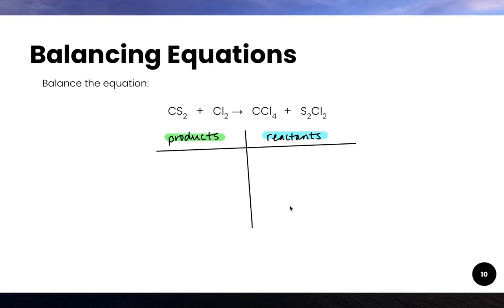Okay, now that you've seen a couple of examples, I'm going to actually ask you to balance this one yourself and then watch my answer.